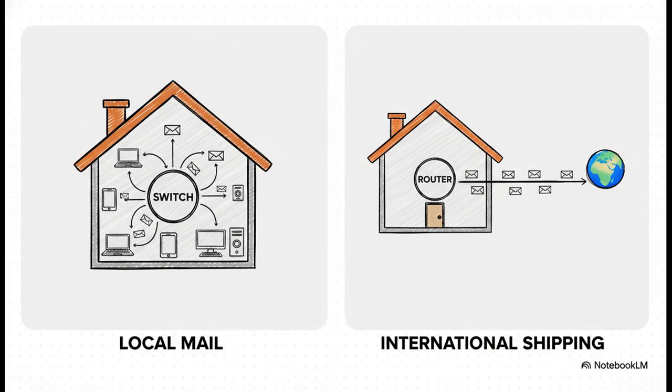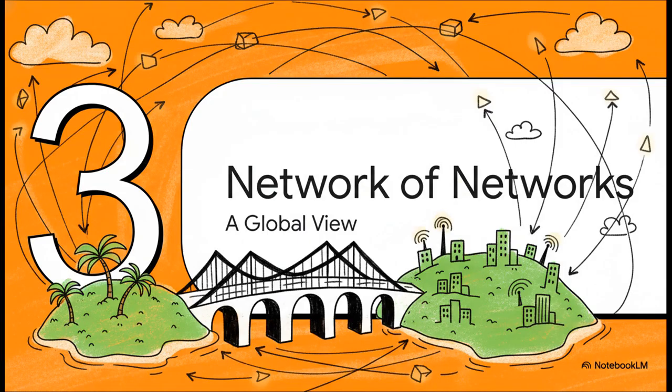So here's the absolute key difference, the thing you've got to remember. The switch is for local chatter. It's connecting devices inside your house. The router is for global conversations. It's connecting your entire house to the rest of the world. Think of it like this. A switch handles internal mail, but a router, that handles international shipping. Okay, so our island now has a bridge to the mainland. We are officially connected. But what exactly have we connected to?